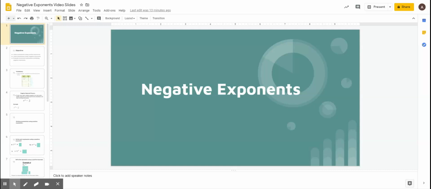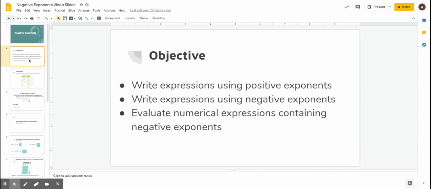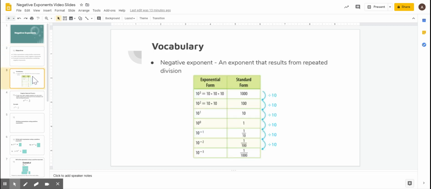Hi there, in this video we're going to learn about negative exponents. Your objective for today is to write expressions using positive exponents, write expressions using negative exponents, and to evaluate numerical expressions containing negative exponents. So let's first understand what a negative exponent is.